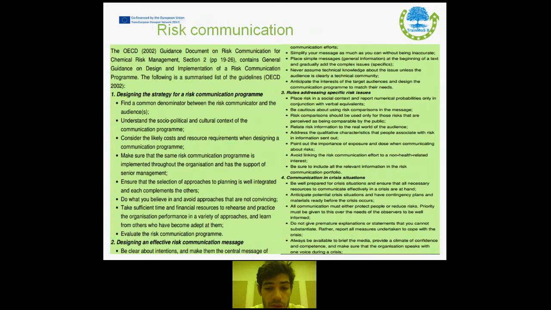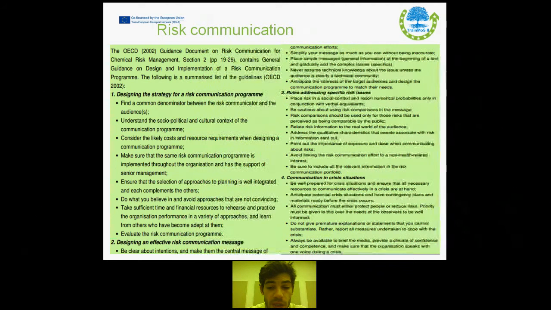Thirdly, rules addressing specific risk issues must be analyzed through placing risk in social context and reporting numerical probabilities only in conjunction with verbal equivalence. Be cautious about using risk comparisons in the message. Risk comparisons should be used only for those risks that are perceived as being comparable by the public. Relate risk information to the real world of the audience. Address the qualitative characteristics that people associate with risk in information sent out. Point out the importance of exposure and dose when communicating about risks.